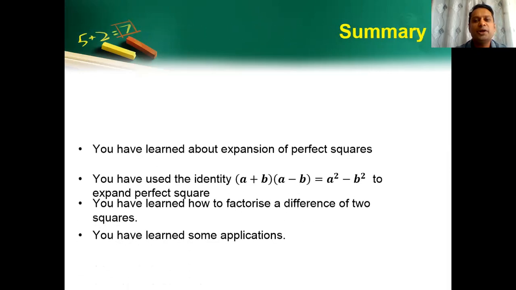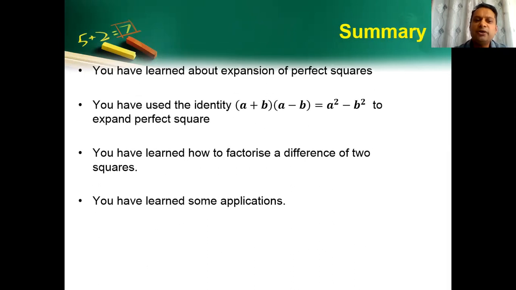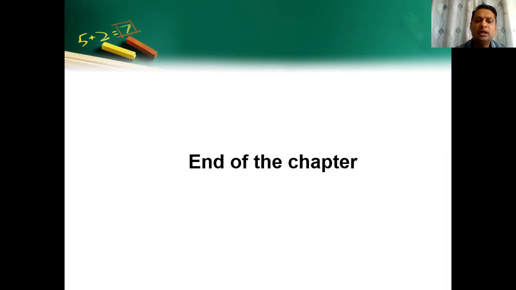Let us summarize what we did today. You have learned about expansion of perfect squares. You have used the identity (a plus b) times (a minus b) is equal to a squared minus b squared to expand perfect squares. You have learned how to factorize a difference of two squares. And finally, you have learned some applications. This is the end of this chapter.